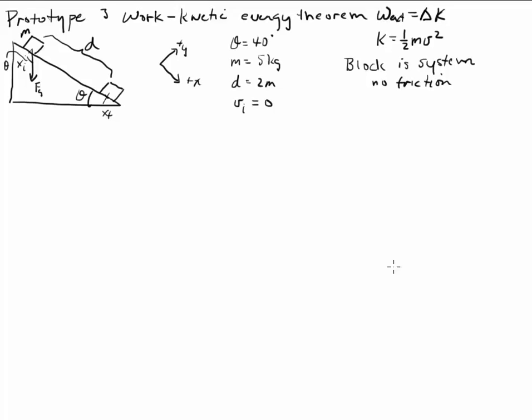As we see here, once again we're doing the block on an incline, and our question is, once the block reaches the bottom of the incline, after moving distance d, what is its final kinetic energy? In this case, the block is the system. There is no friction. Calculate the work done by gravity.